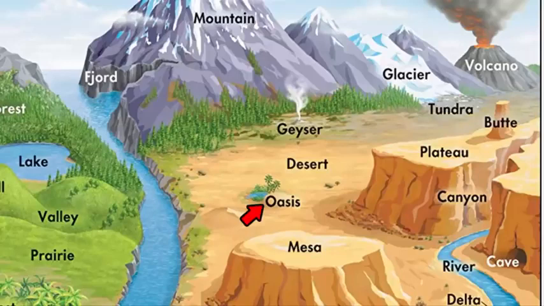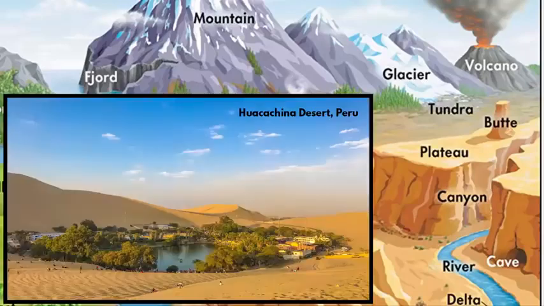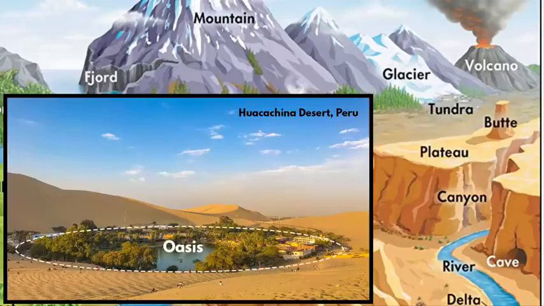Now that you know what a desert is, in a desert you will also find oases. Oases can be naturally formed or man-made. Basically, in a desert, if you find a small region where there is water on the surface, it is called an oasis.